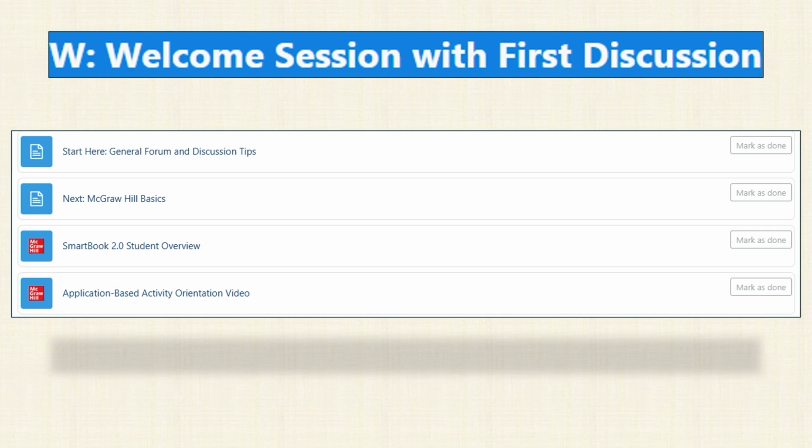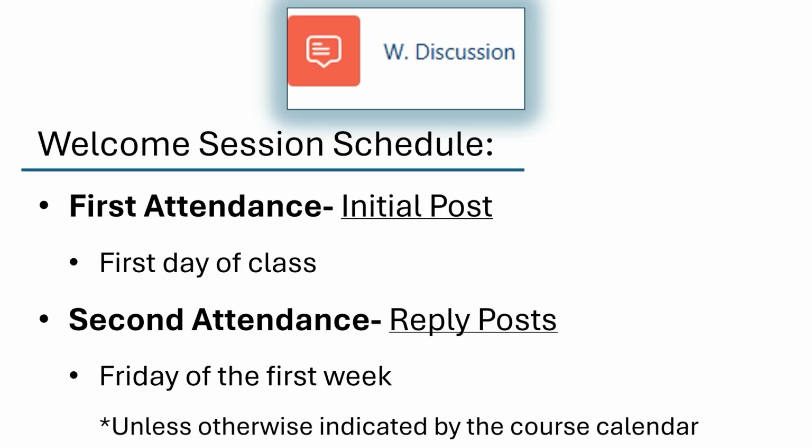Once you've read through the welcome session resources, it's time to start your first assignment. Your first assignment in every class will be an initial discussion post that is due on the first day of the course. Attendance will be taken twice in the first week, once on the first day and a second time on the Friday at the end of the first week. Don't worry, the initial post is just a personal introduction and a reflection on the syllabus, so no prior knowledge is needed to complete the initial post. Remember, attendance is mandatory for course completion, so please do not forget to make your initial post on day 1.